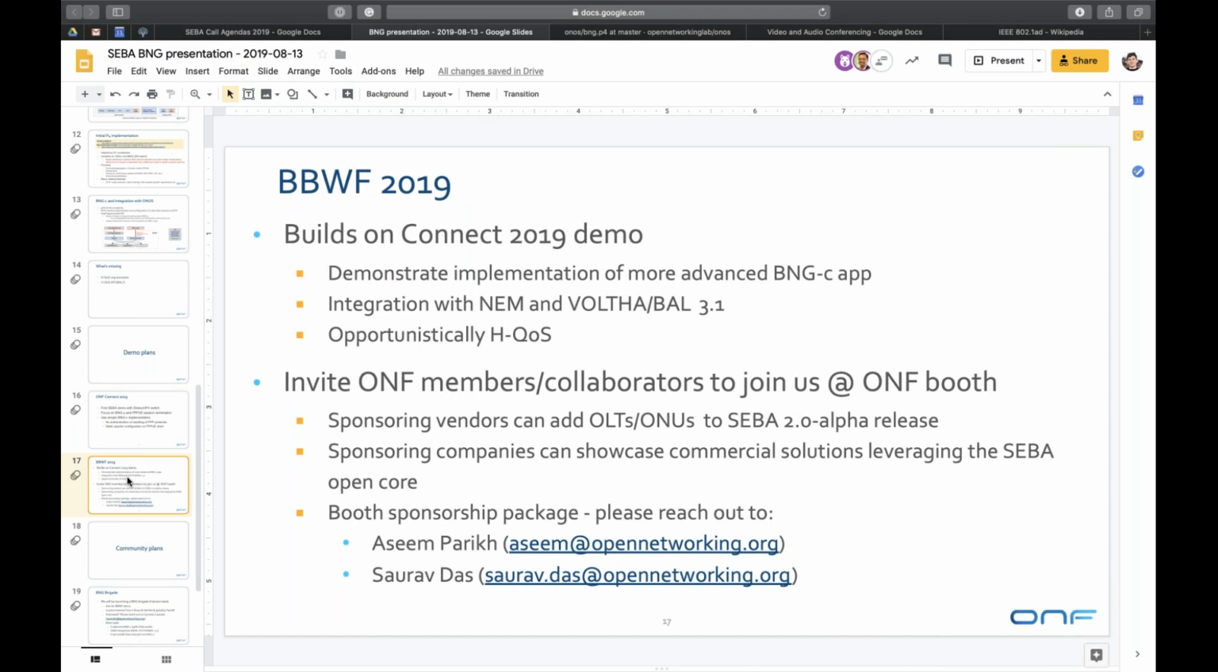But the idea in BBWF is that we would be able to build on this particular demo, hopefully with a more advanced BNG control application running on ONOS, and possibly some integration with NEM, and at that time BAL 3.1 as well. And if we can get the hierarchical QoS, that'll be even better. BAL 3.1, as far as I understand, does have the capabilities of doing 3 levels of hierarchical QoS in the Broadcom chip. So we do invite ONF members and collaborators to join us at the ONF booth in BBWF.